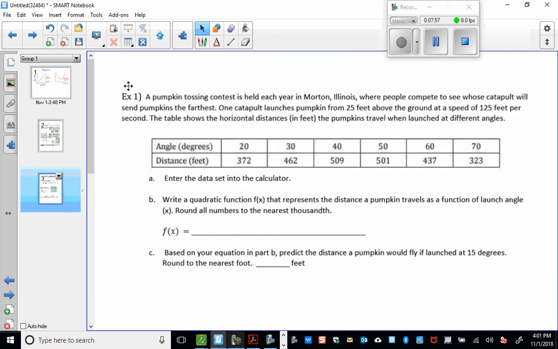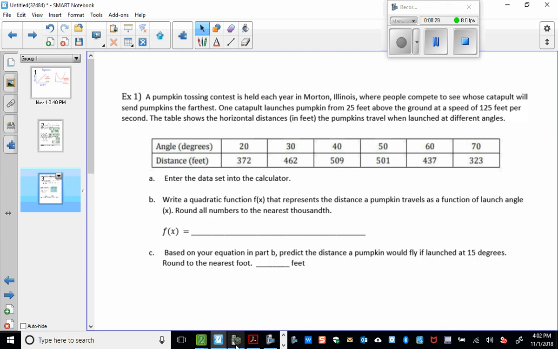All right, let's go look at the next example. Okay, we've got a pumpkin tossing contest, of course. And so the pumpkins are going to be launched from a catapult at different angles, and then they measure how far the pumpkin goes. So you can kind of see that the pumpkin will travel the farthest if you are doing it at about 40 degrees, but they tried all these different measurements. And what we're going to do is we're going to do a quadratic regression again to find an equation that will relate the angle to the distance that it travels.